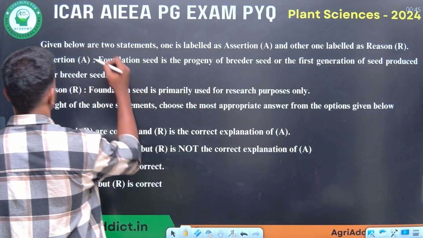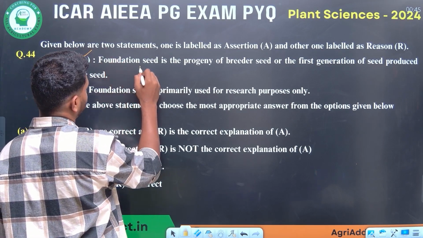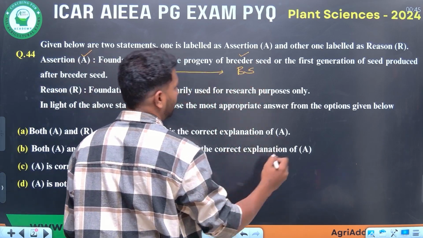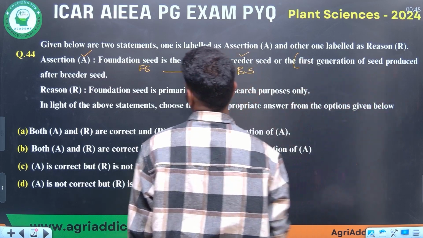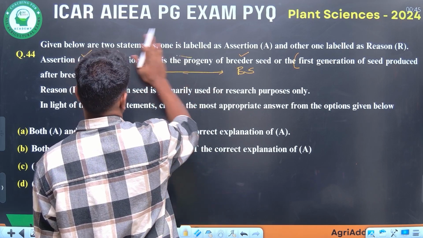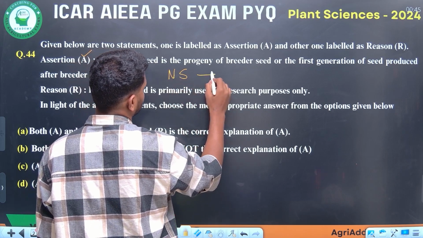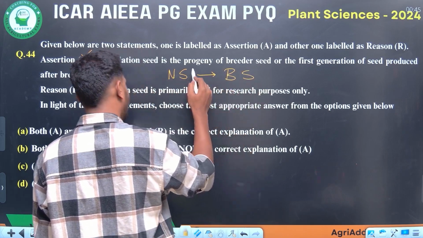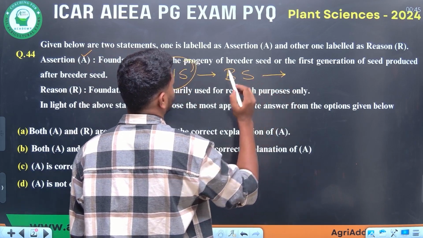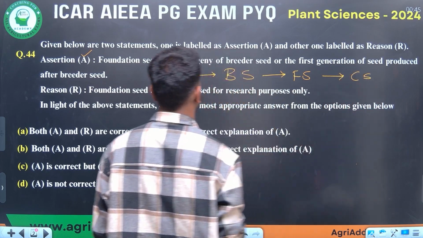Okay, so let us first look at the assertion. Here it is saying that foundation seed, FS, is the progeny of the breeder seed. So this is true, and it is also called the first generation of the seed produced after breeder seed. Yes, so if you know the generation system of seed multiplication, it starts with the breeder seed. Although we have nuclear seed, it is not considered under multiplication. And here it goes breeder seed to foundation seed to certified seed. So this is a general classification.